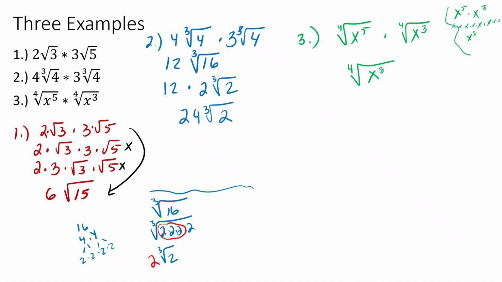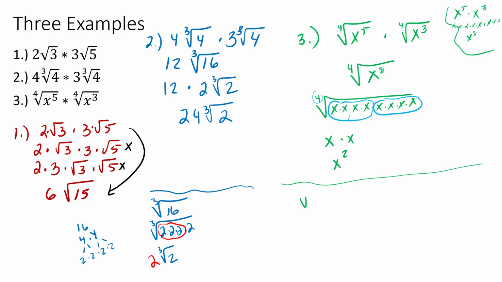Okay, x to the 8th. And now we'll do the simplification here. This is 8 x's. 1, 2, 3, 4, 5, 6, 7, 8. And because it is a 4th root, we're going to be looking for groups of 4. And I've got 2 groups of 4. So the 4th root of x to the 4th would give me x, and then we'd have another x. And so that would be x squared.